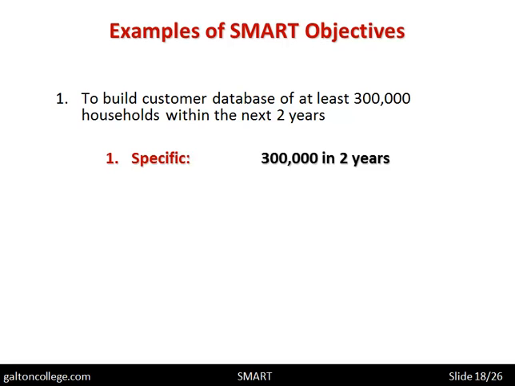It's absolutely specific. It's measurable. They want 300,000. They don't want 290,000 or 350,000. They want 300,000. It's measurable. So it's possible to measure the extent to which this objective has been achieved or not.